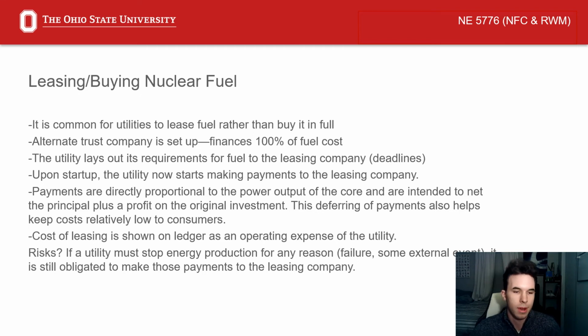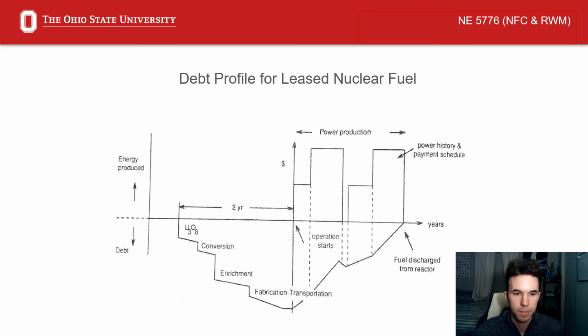There's one major risk, I guess, that comes with this sort of strategy, and this is true for any sort of loan. If a utility has to stop energy production for any reason, say there's a failure or some external circumstance, it's still going to have to pay off that debt. There's no forgiveness. I mean, there may be some sort of forgiveness structure, but generally the utility will still be obligated to keep its end of the deal and make those payments.